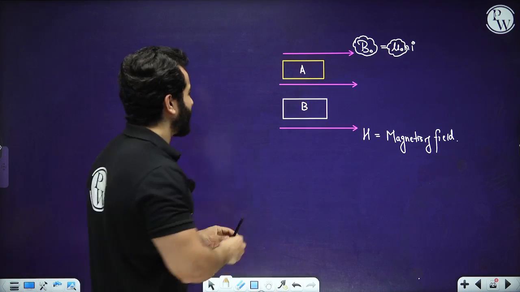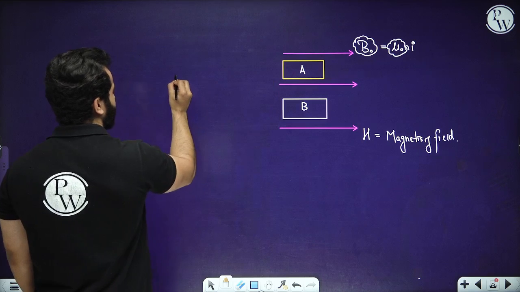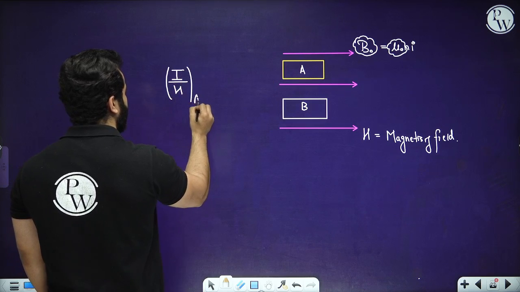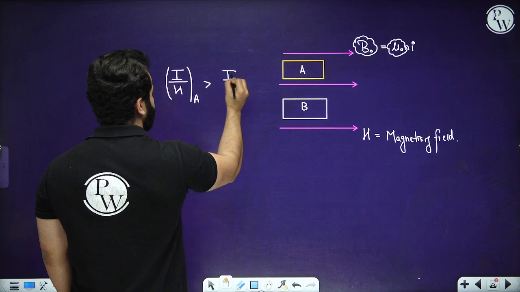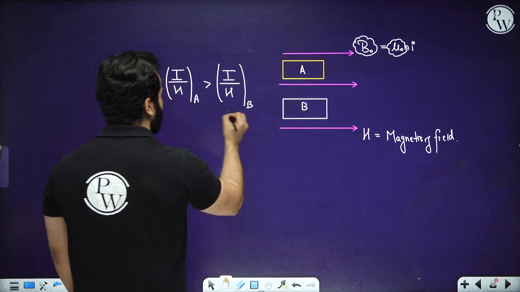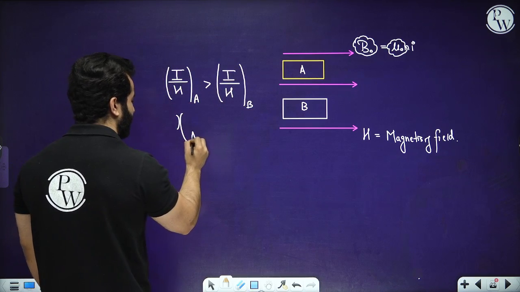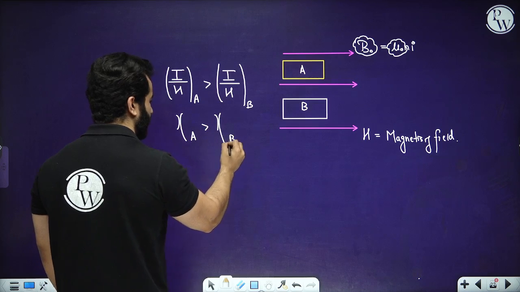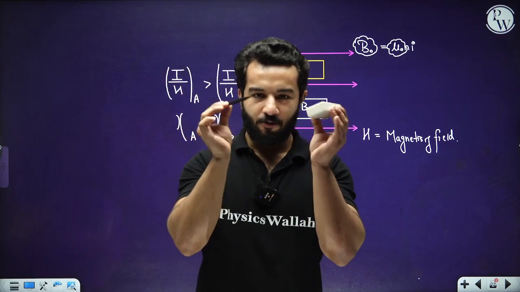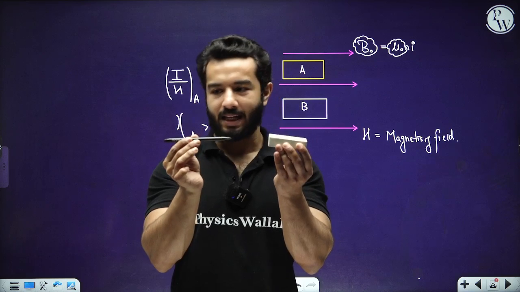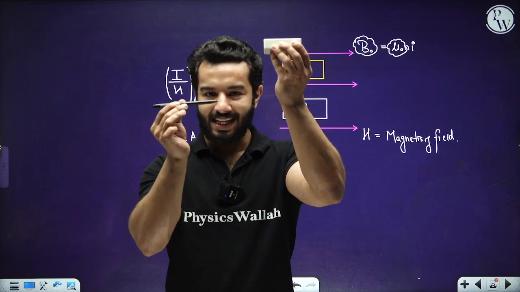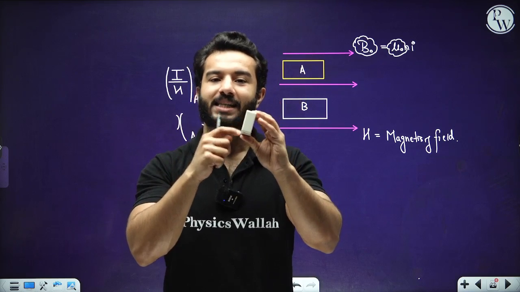So that means if I say that in A it is more, then the intensity of magnetization per unit magnetizing field in A is greater than the intensity of magnetization per unit magnetizing field in B. We'll call this magnetic susceptibility. It will be easier for us to communicate. Now again, a short thing: if I'm keeping these two materials in the same magnetizing field, and this one is getting more magnetized than this, then I'll say that this is more magnetically susceptible, right?